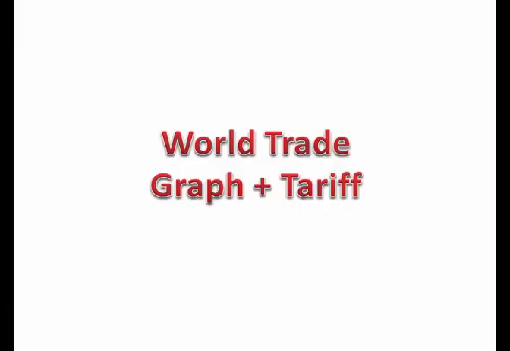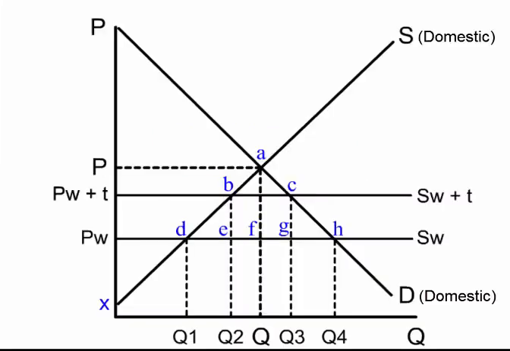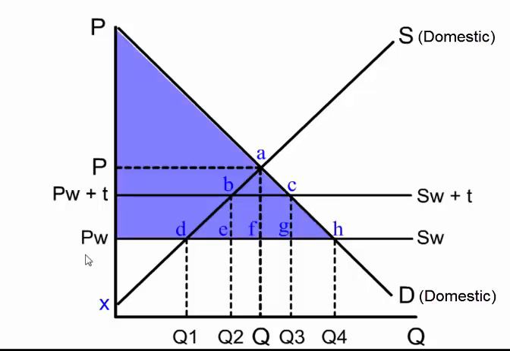Trade graph plus tariff. How is the domestic consumer hurt by the tariff? If the domestic consumer was able to purchase the product at the world price of PW, then that would be the consumer surplus. But because of the tariff, do you notice now the consumer surplus decreases to PW plus TPC?